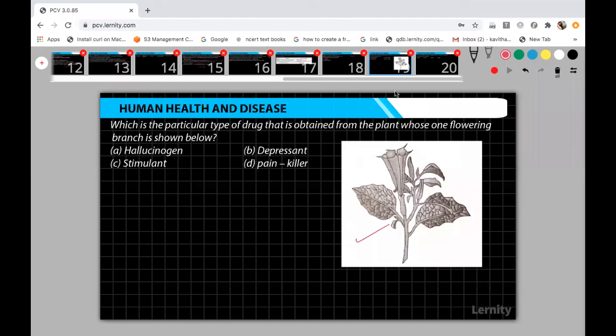What is this plant? Anybody have an idea? What is the name of this plant? Yes, very good. It is hemp. Okay. So, sorry, it is datura, right? So it comes under what? Hallucinogen. A.